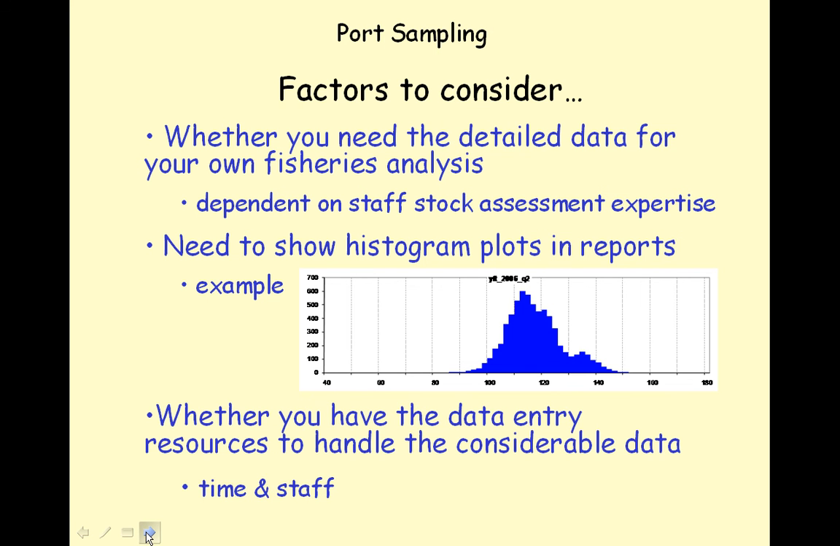Another critical determinant of the decision on whether to enter the detailed data or just the totals is whether you have the resources to enter what might be a considerable amount of data. Those resources will include having at least sufficient staff with adequate time available to enter the full data.